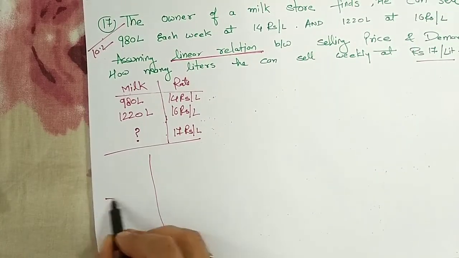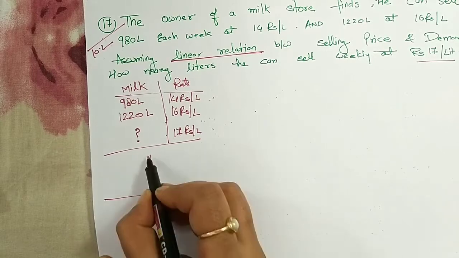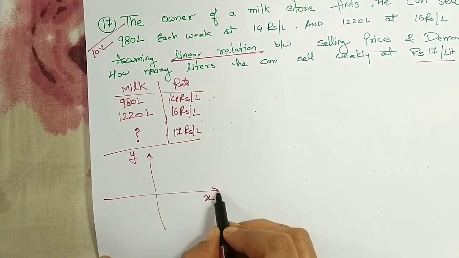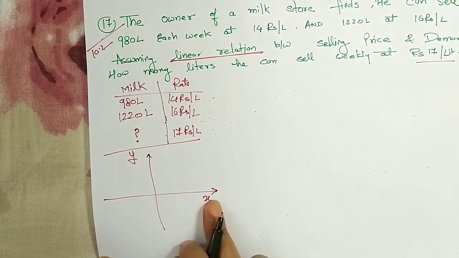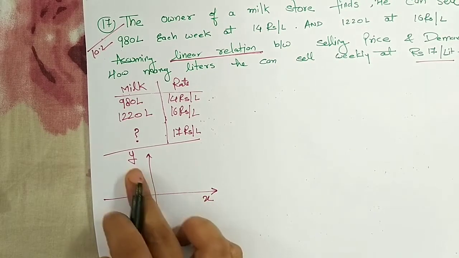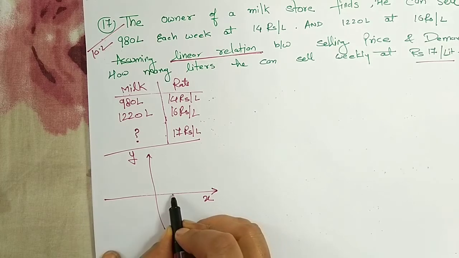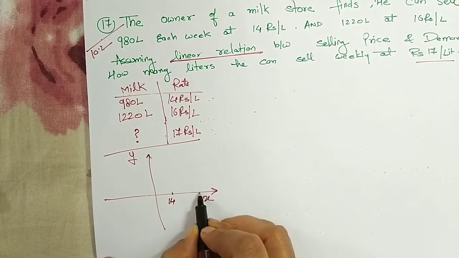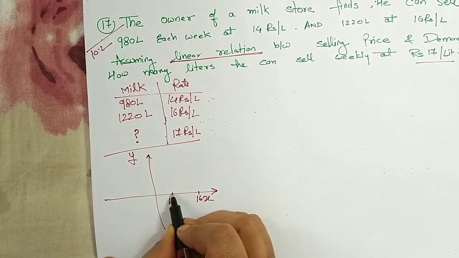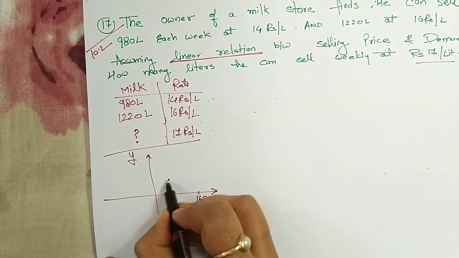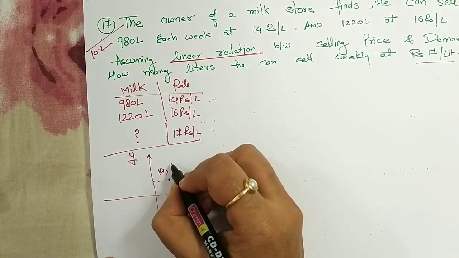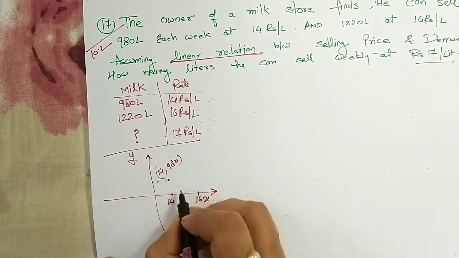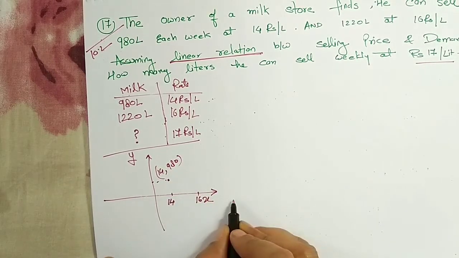They themselves are saying it's a linear relationship. So I have to assume one on the x-axis and the other on the y-axis. It doesn't matter, guys, which you take where. I am taking x as price; if you want, you can take milk also. So I am taking, say, 14, and I am taking 16 here. At 14, how much he is selling is this. So I am writing 14 comma 980.